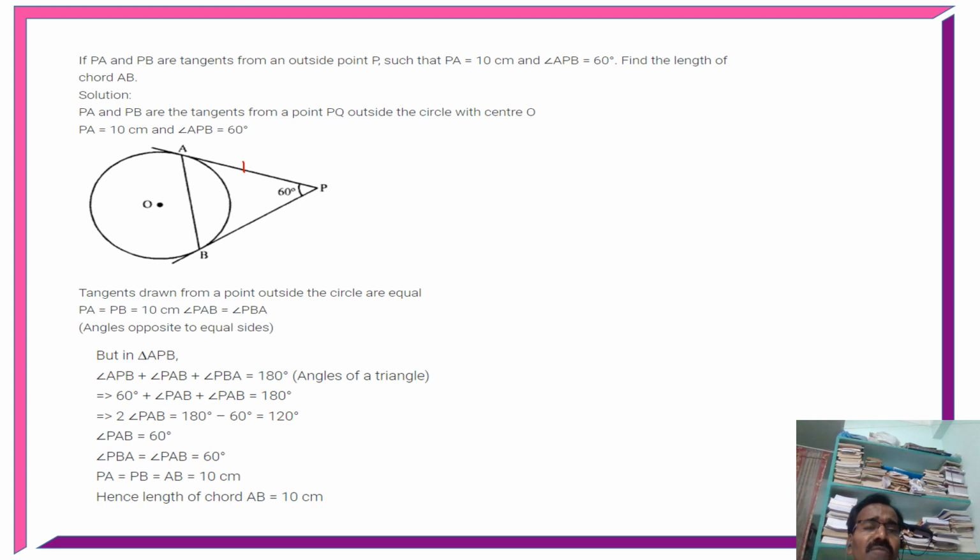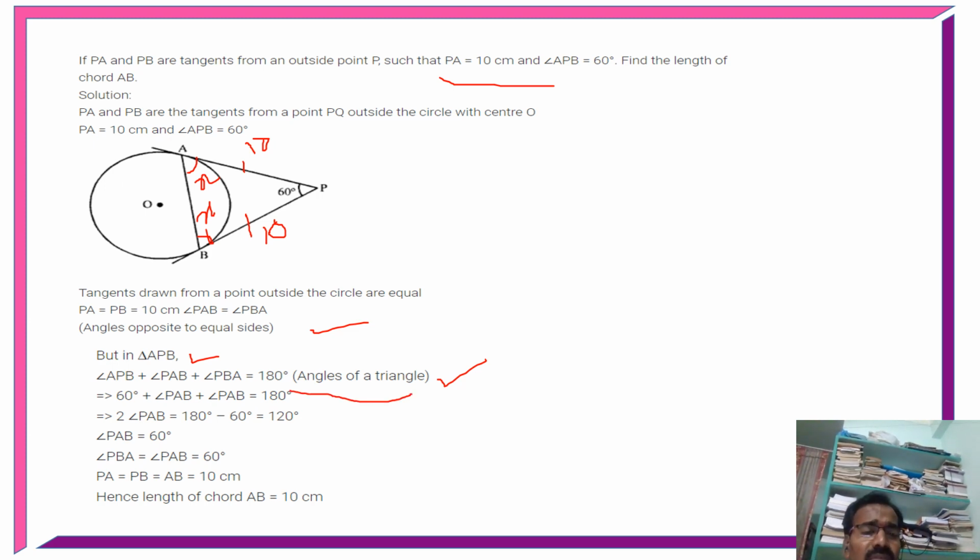As we know, the lengths of tangents drawn from an external point are equal in length. So when these two lengths are equal, it is 10 and this is also 10, because the lengths of tangents are equal. And as we know, in a triangle if two sides are equal, the opposite angles are also equal. Let us take x and x. So these two angles are equal, and we apply the angle sum property in triangle APB. We have angle APB plus PAB plus PBA equals 180 degrees, the angle sum property of a triangle.